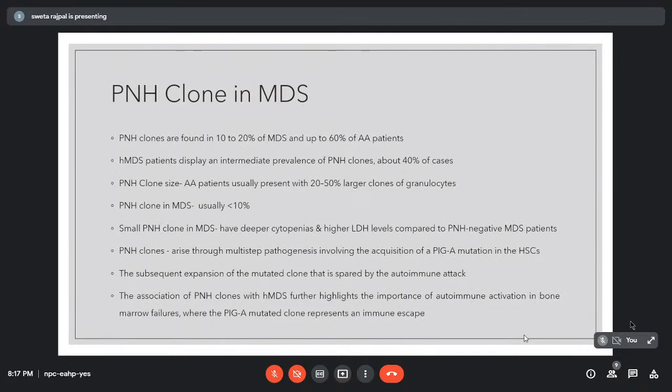So how does it happen? The PNH clones arise through a multi-step pathogenesis that involves acquisition of a PIGA mutation in the hematopoietic stem cells and subsequent expansion of this mutated clone. It happens because the clone is spared from the autoimmune attack, because they don't have that typical mutation. They have immune escape. From the immune escape, they can escape the attack from the innate immune system, leading to the expansion of the mutated stem cells, leading to the formation of the typical MDS clone.